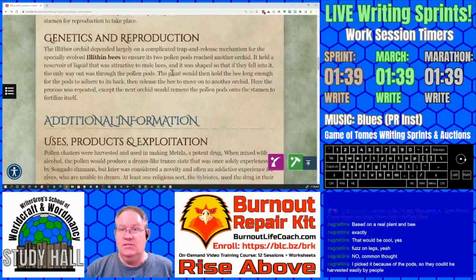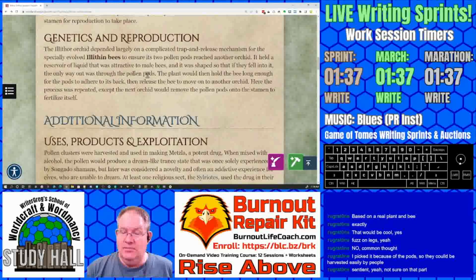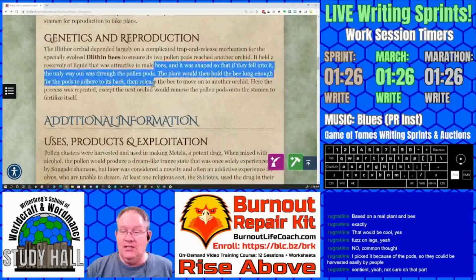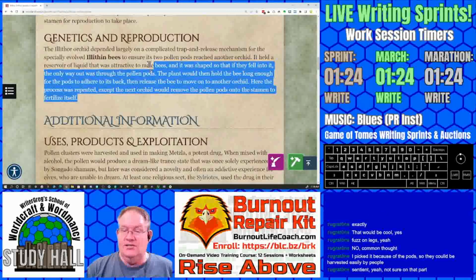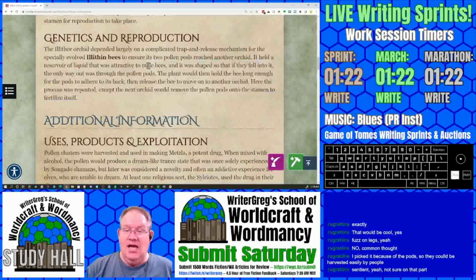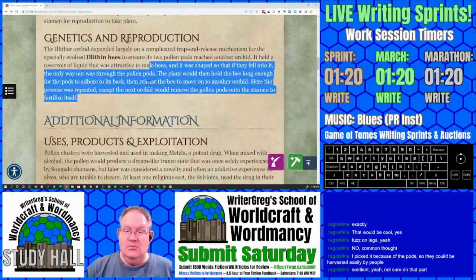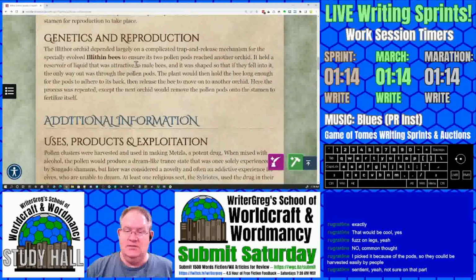Make a strong choice and stick with it and justify it. But see, sentient, yeah, not sure on that part. Fair enough. It just seems intentional. I am not a botanist, so I do not understand how this could happen, but I'm sure since this is based on a real plant, a botanist would say, oh yeah, that makes complete sense. Where to me, it does not.